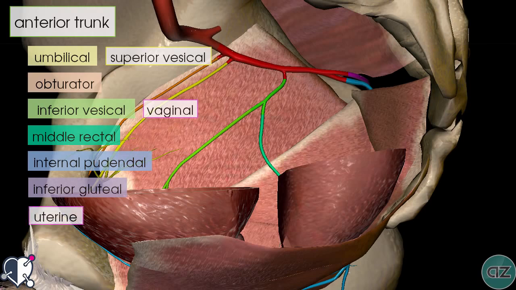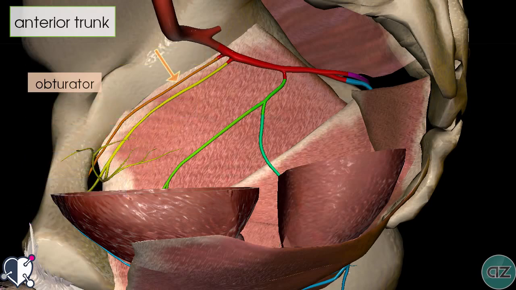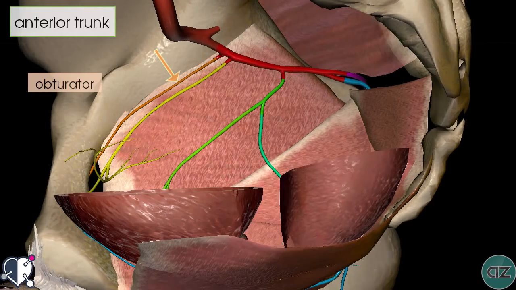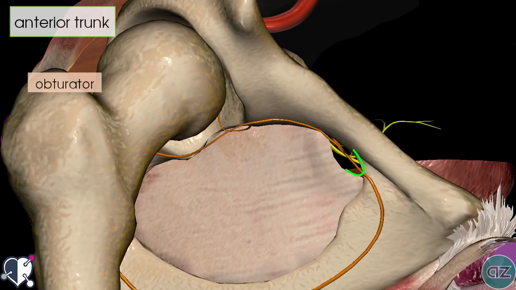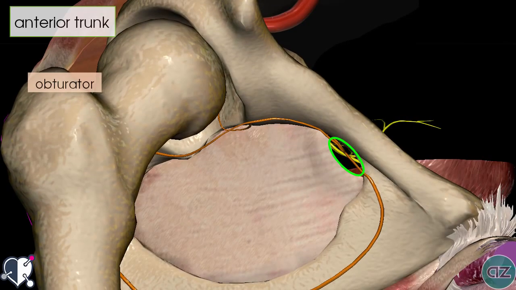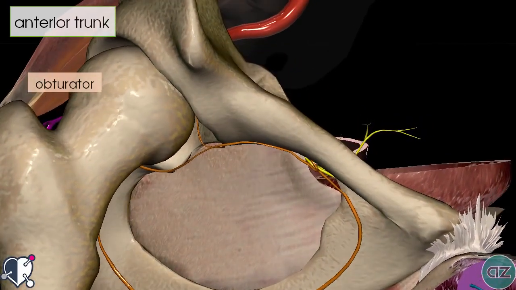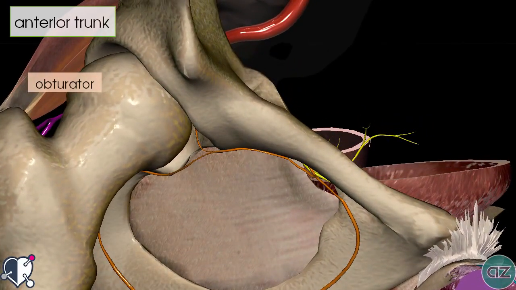Starting with the first branch that we can see on this model in orange is the obturator artery, and you can see that it runs around the upper part of the obturator internus muscle on the lateral pelvic wall, and it runs around the obturator foramen, and exits via the obturator canal. From this view you can actually see how the obturator artery divides into anterior and posterior trunks.